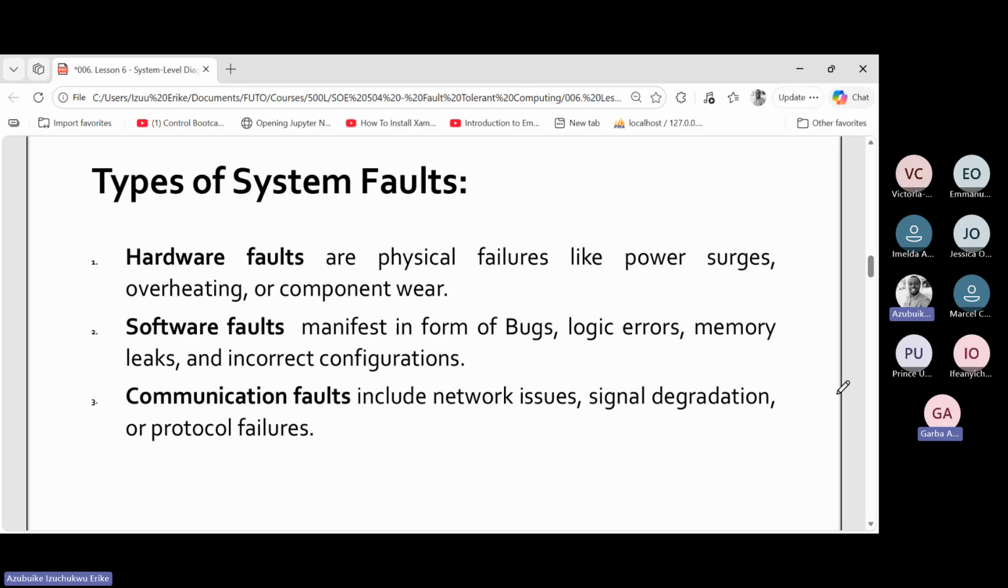signal degradation. Please, can you mute yourself if you are the person whose network is having issues? Can you mute yourself? Garba Aminu.